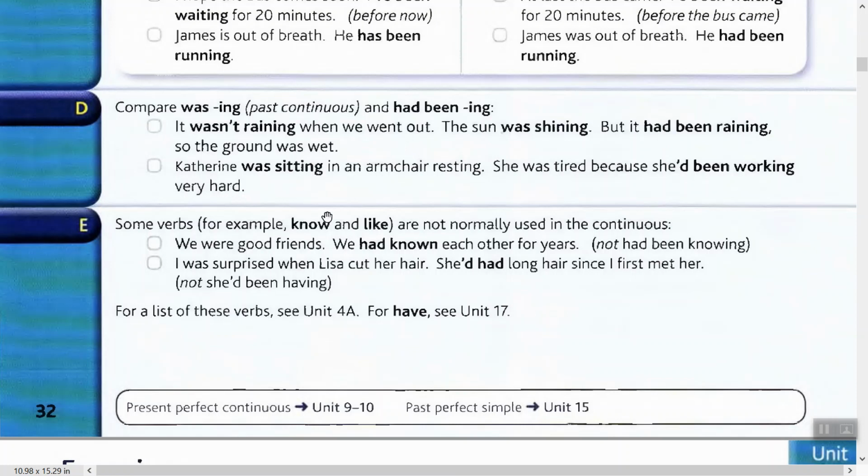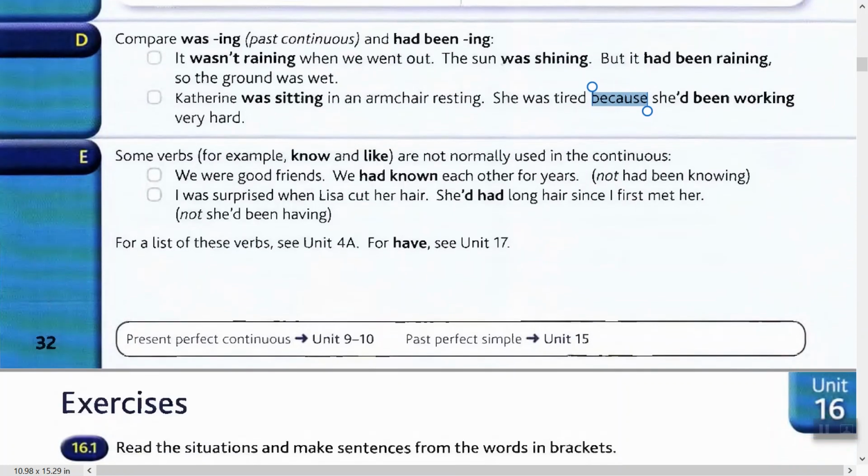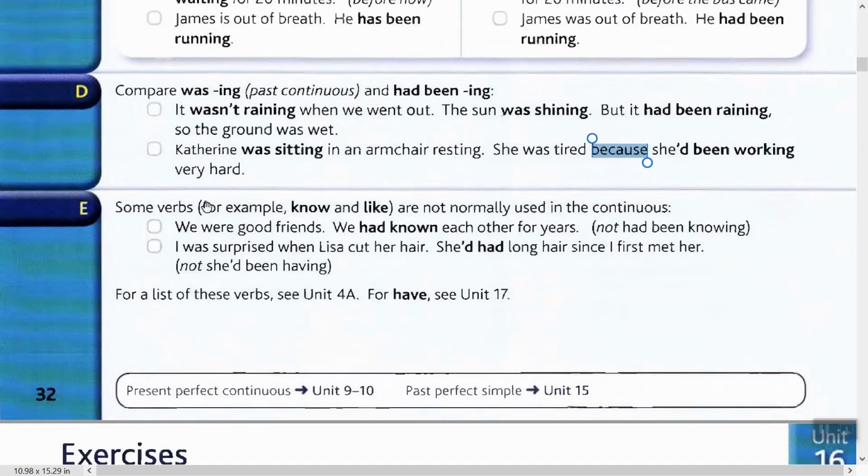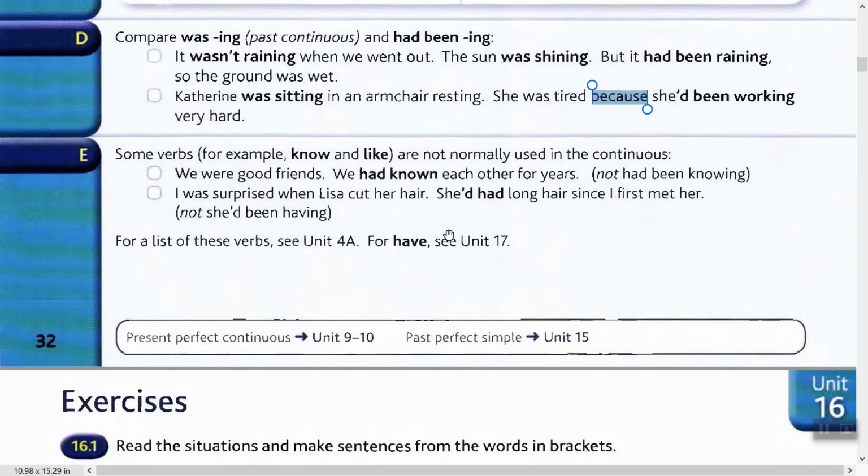Catherine was sitting in an armchair resting. Was sitting. She was tired because, why is she tired? Because before that what was she doing? Because she'd been working very hard. You see here? Etc. Here, of course, these verbs, like, do not accept ing.